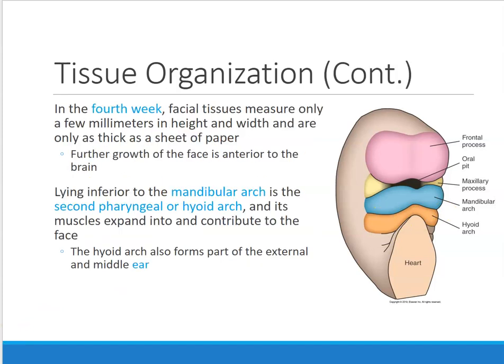So what happens in the fourth week? Well, let's see. In the fourth week, if you were to measure this, the face is only a few millimeters in height. So it's really small. And the width is as thin or as thick as a sheet of paper. So it's really, really tiny. Again, we have the mandibular arch, which is the first arch, and then we have the hyoid arch, which is the second arch. Interestingly enough, the ears actually get formed later on, as we'll see, and they come from the second, or the hyoid arch.